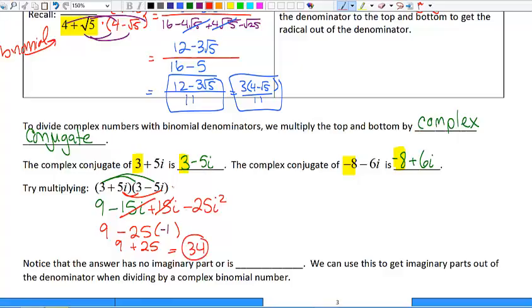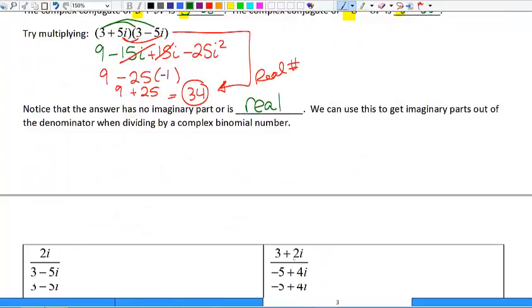So, to verify this one more time, when you multiply two conjugates, you get a real number. Now, we need real numbers in the denominator so that we can break it up into a plus bi form. So notice that the answer has no imaginary part, or we say that it is real. We can use this to get imaginary parts out of the denominator when we're dividing a complex binomial number. So let's go ahead and try this.